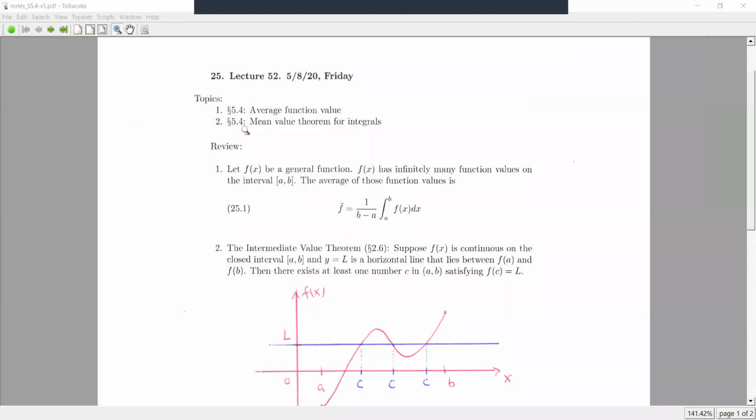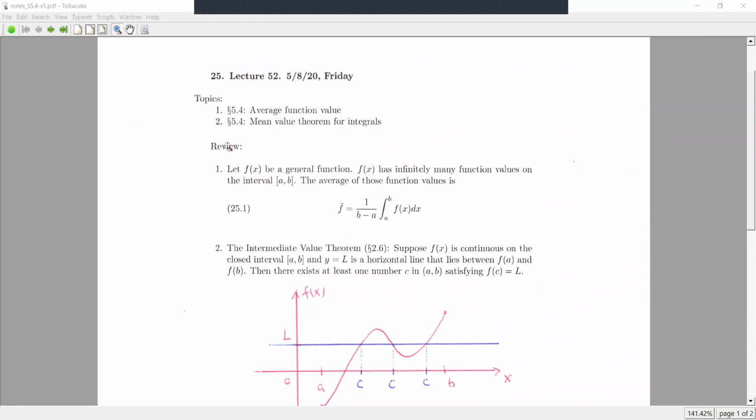Session 5.4 again. Two topics today. Topic 1, average function value. In this topic, I still want to show you one more example about this formula, the average function value formula. Topic 2, mean value theorem for integrals.